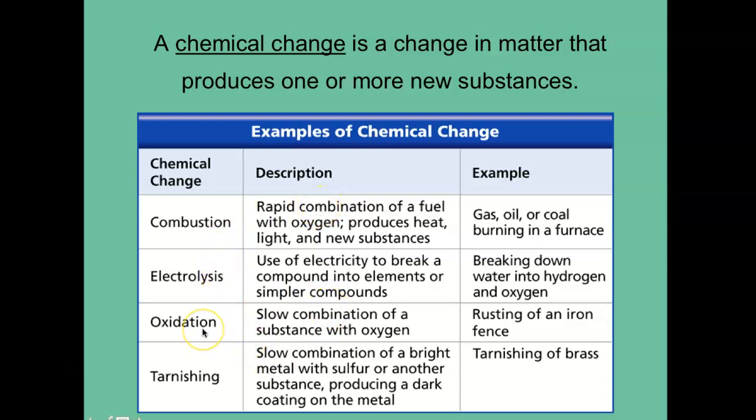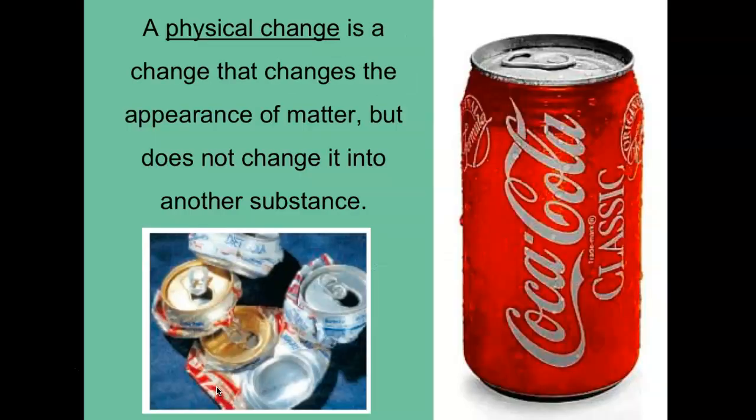Oxidation is another one. So another term for oxidation is rusting. So anytime you see rusting, it's referring to oxidation, which is a chemical change. And then tarnishing is the other one that we just looked at the image of. So tarnishing brass, for example, tarnishing sterling silver. So those are all examples of chemical changes that can occur. So remember, those aren't all the chemical changes, but those are some common ones you may be familiar with.